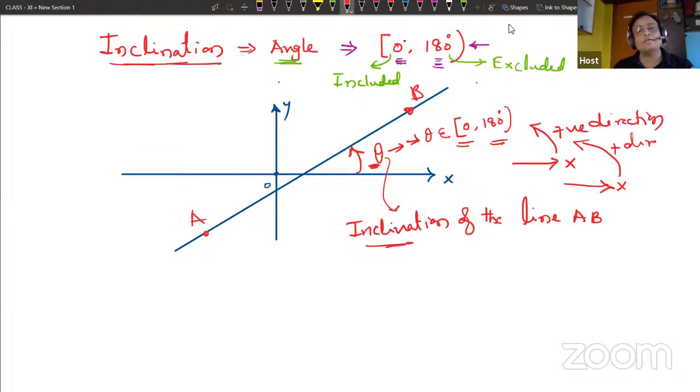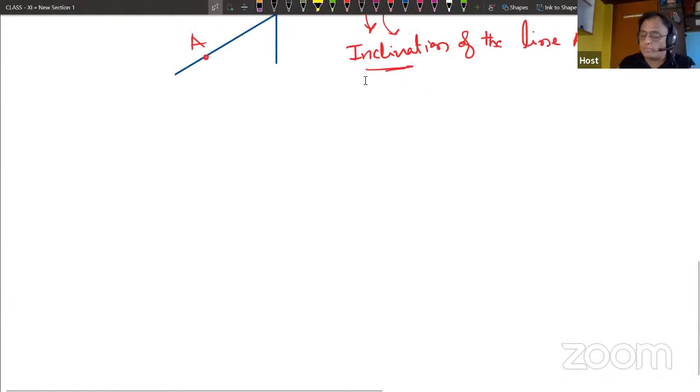And the third condition is, the angle must be in the interval 0 to 180. Then whatever angle you see between the x-axis and the line, that angle is called the inclination of the line. So now I think you are clear. What is inclination?